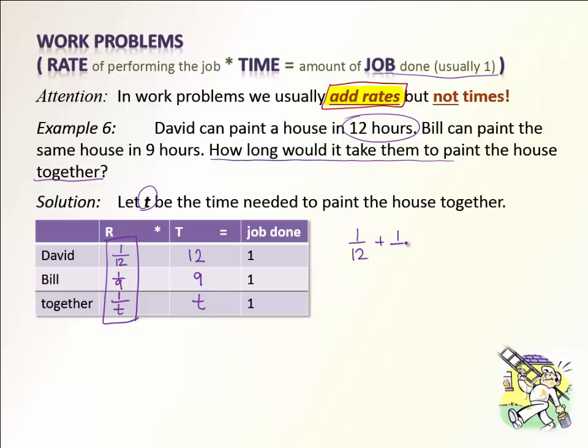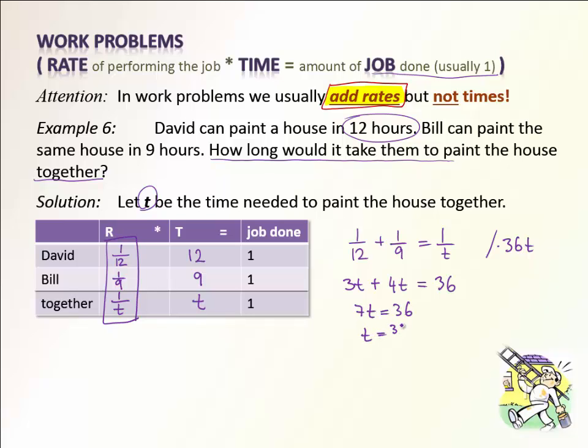So let's write down this equation. 1/12 plus 1/9 equals 1/t. That's a simple rational equation. We are going to solve it by multiplying by LCD. LCD in this case is 36t. So when you multiply, 36t divided by 12 leaves us with 3t. Then divided by 9 gives us 4t. And finally divided by t leaves us with 36. Now we can add, so it's 7t equals 36.